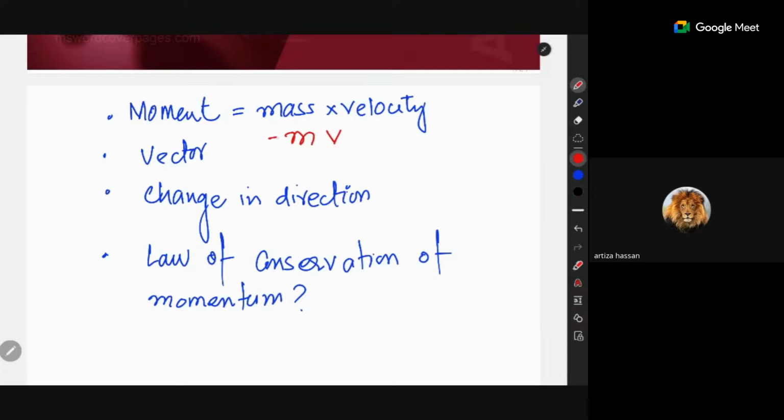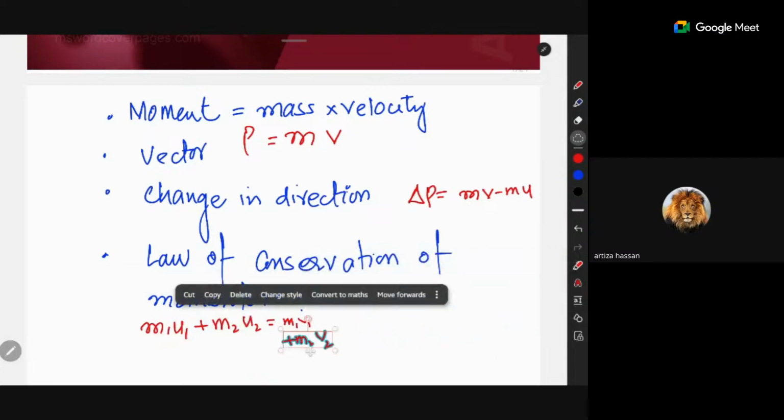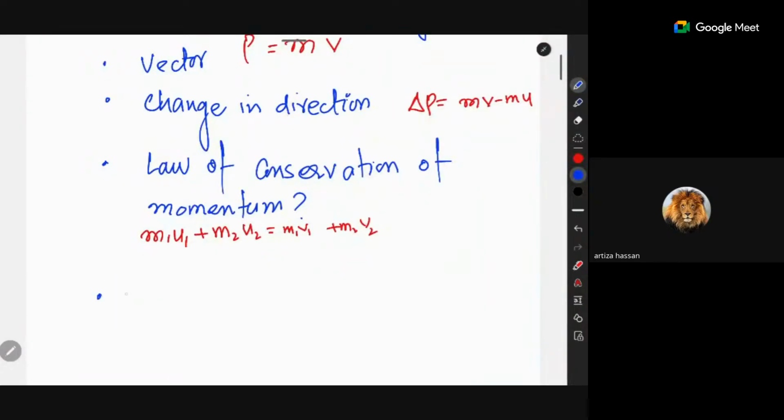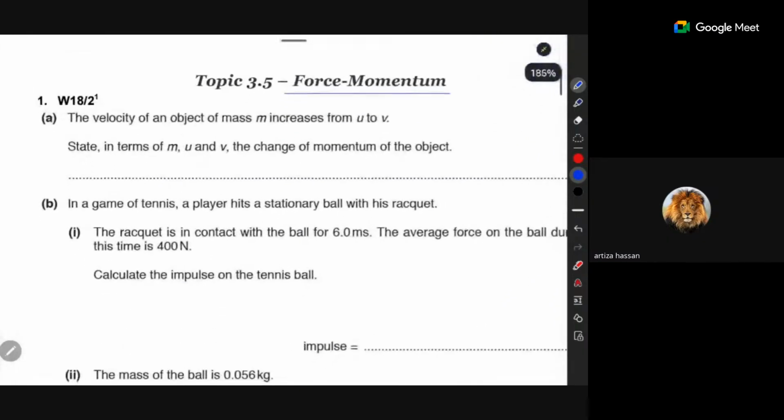M into V is the formula for momentum, a vector quantity. Change in momentum was basically discussed as M into V minus M into U, and the law of conservation of momentum was M1 U1 plus M2 U2 equals M1 V1 plus M2 V2. We will discuss all these one by one, so they will not be problematic for you. Moving onward, one more thing: impulse is equal to delta p, and that is equal to F into t, right? By these tools we are going to start this topic.